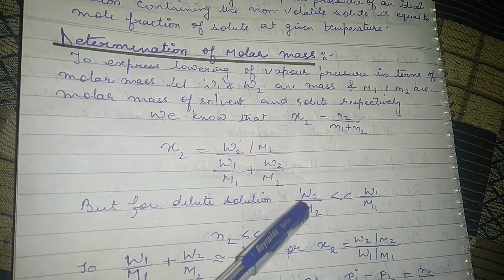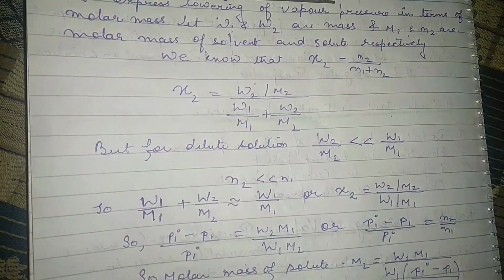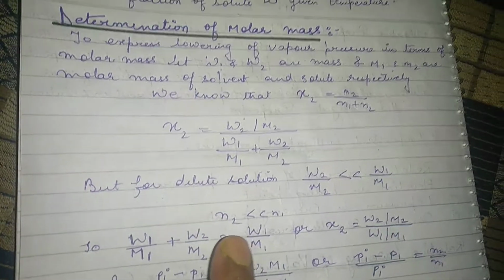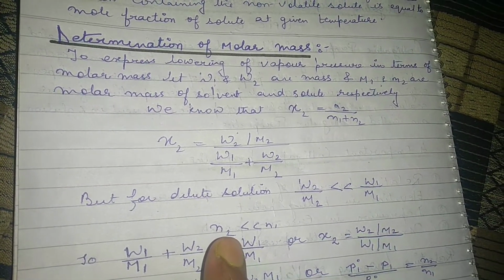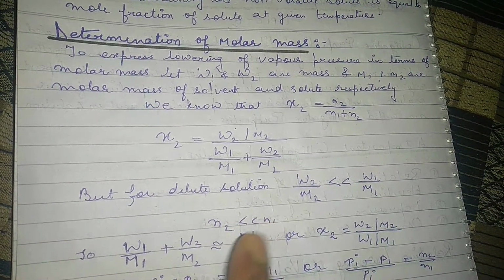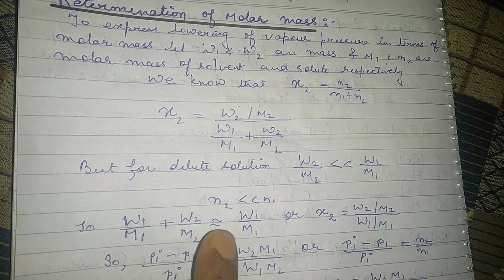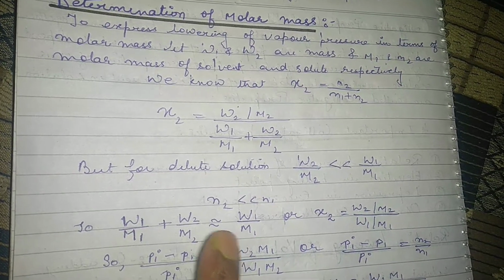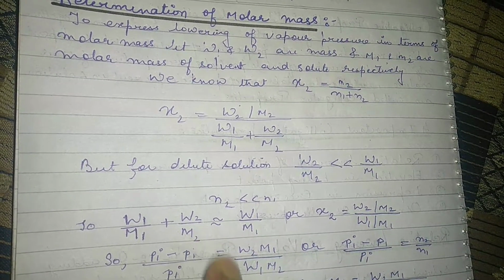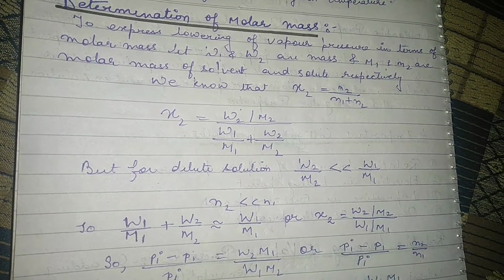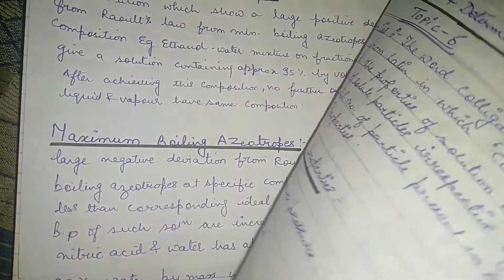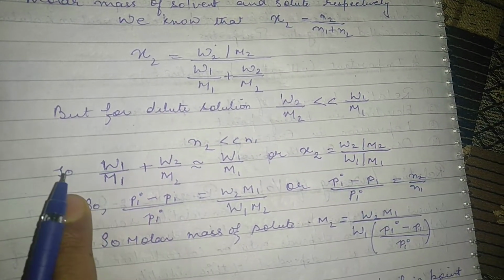So W2 upon M2 is very much less than W1 upon M1. So what we can say is that the number of moles n2 of the solute is very small with respect to the solvent. So we can write W1 upon M1 plus W2 upon M2 is approximately equal to W1 upon M1, because W2 upon M2 is a very small value. So hence we can write x2 is equal to W2 upon M2 in the numerator and W1 upon M1 in the denominator.